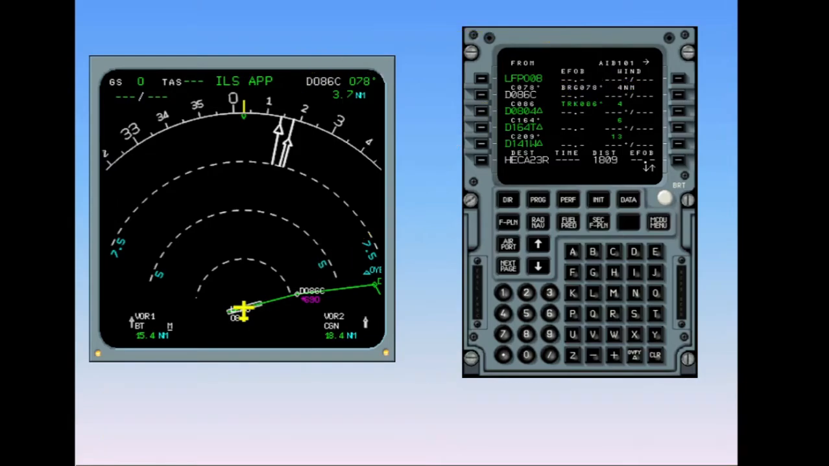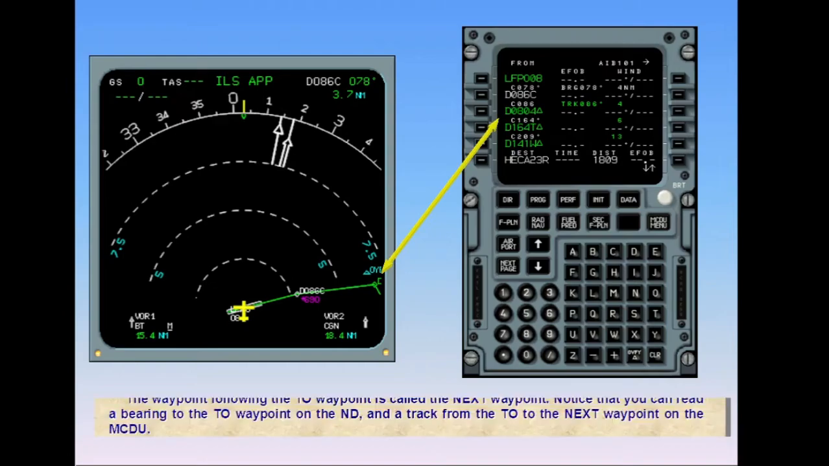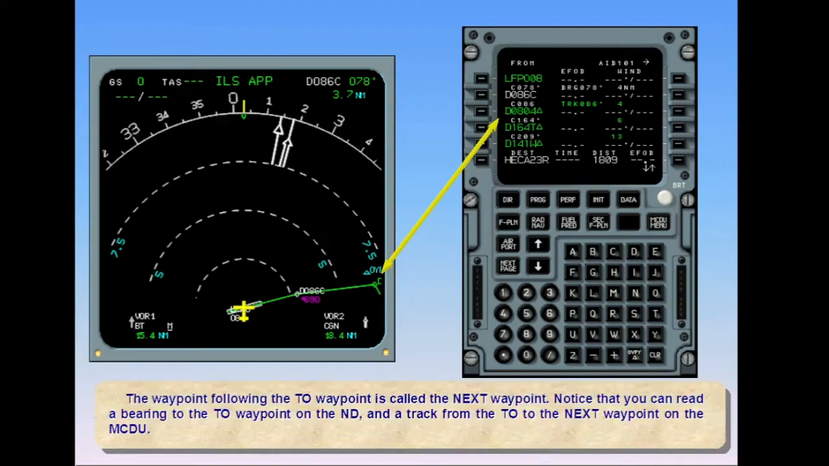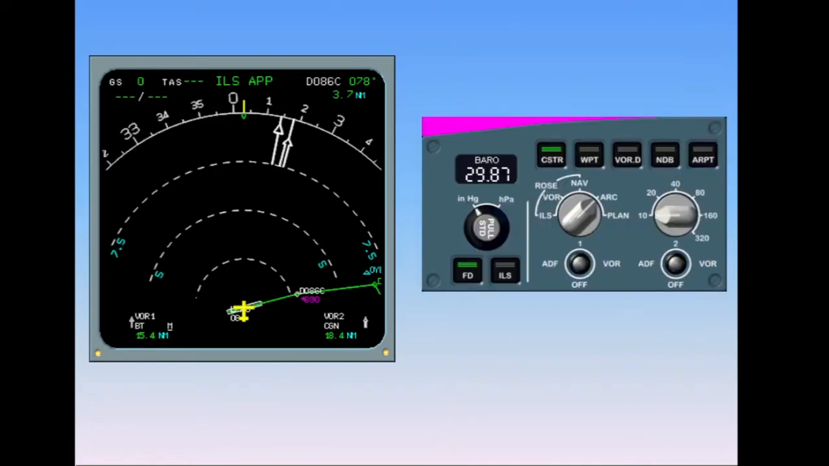The waypoint following the to waypoint is called the next waypoint. Notice that you can read a bearing to the to waypoint on the navigation display and a track from the to the next waypoint on the MCDU. We will change the navigation display to plan mode to give us a better look at the flight plan. Switch from ARC to the plan mode.